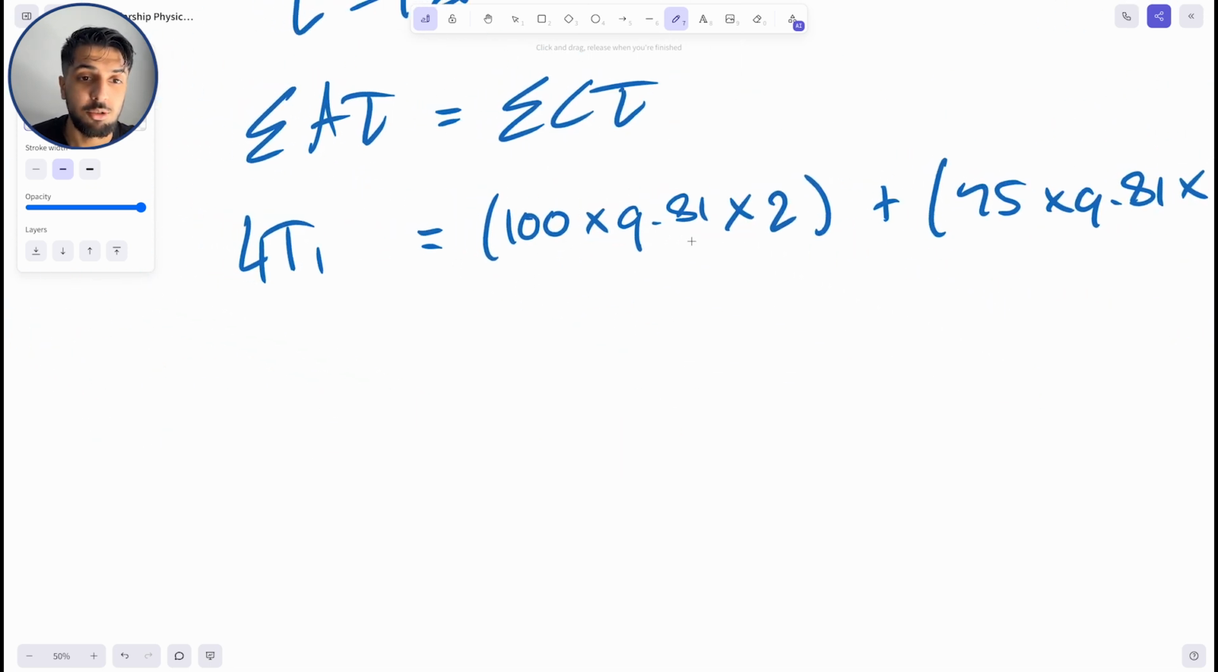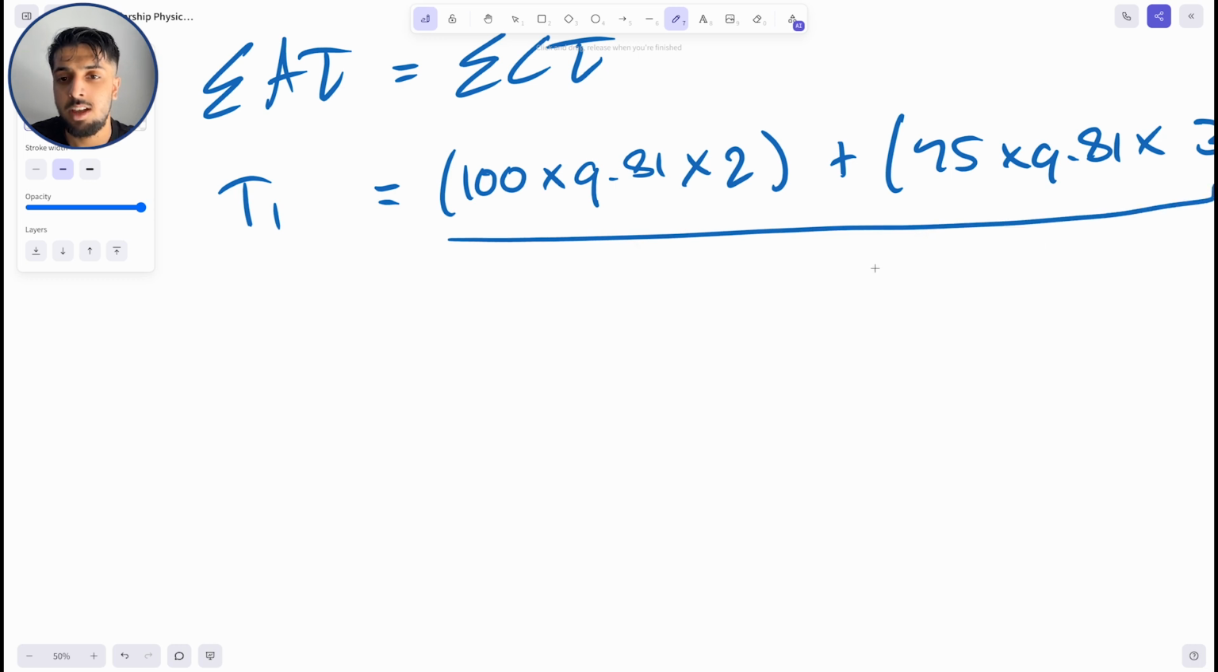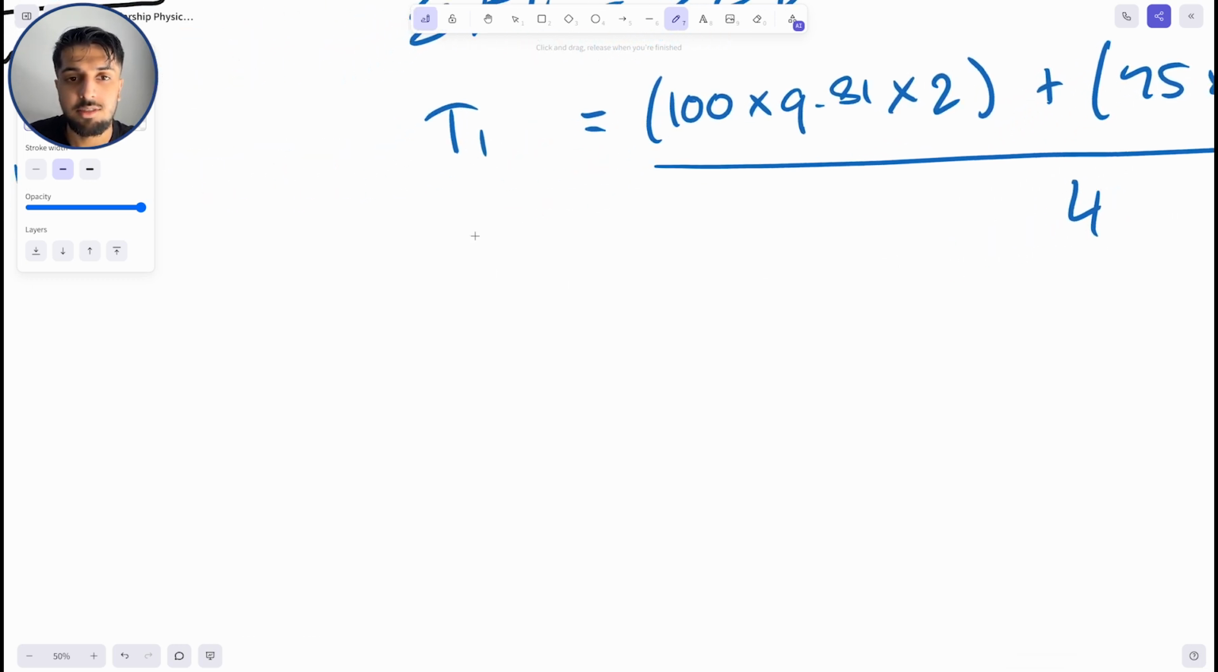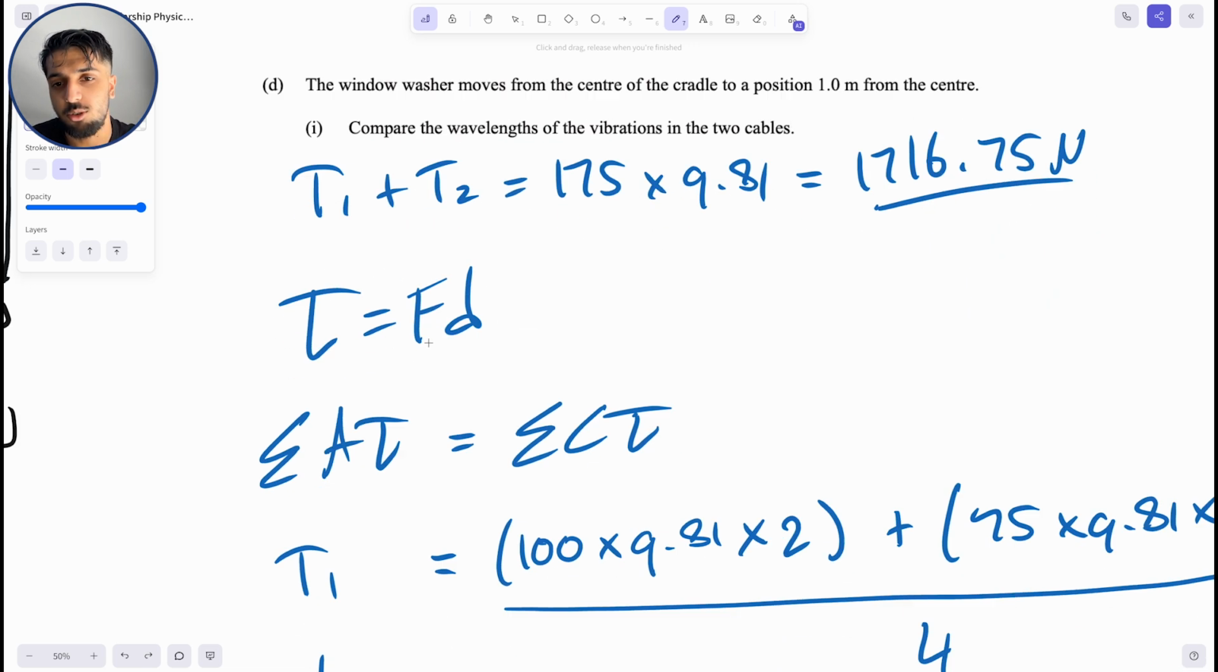Now rearranging for T1, we can divide both sides by 4, and this gives us a value of T1 as 1042.31 newtons. Now that we know the value of T1, we can rearrange this equation here for T2 to find the value of T2.